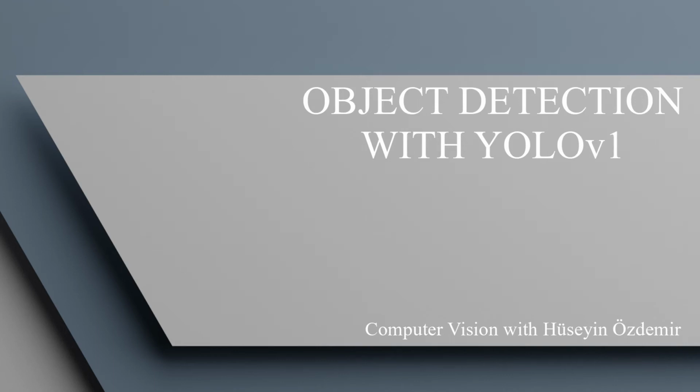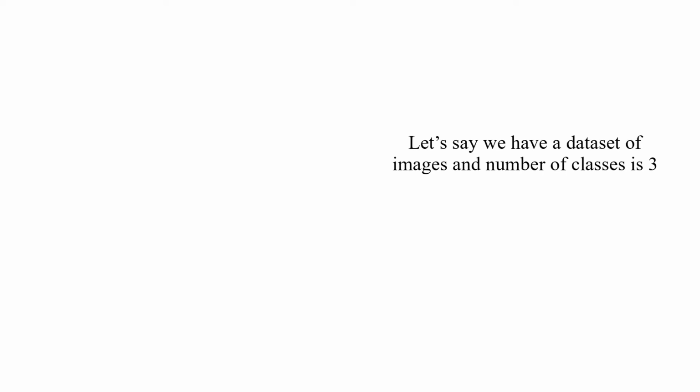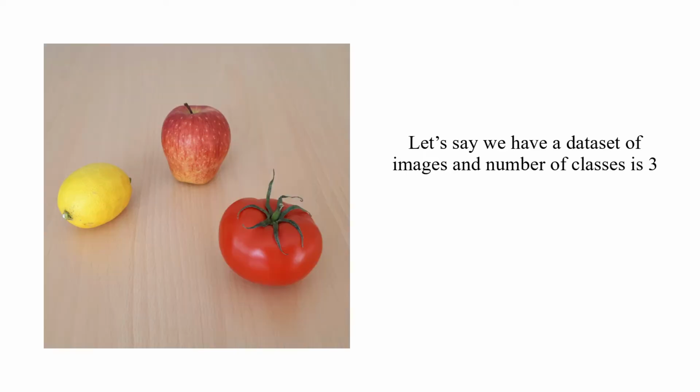Hi, in this video I will talk about object detection with YOLO version 1. An object detection system outputs locations and types of objects in an image. Let's say we have a dataset of images and number of classes is 3. And this is an image from dataset. Class names are apple, lemon, and tomato.